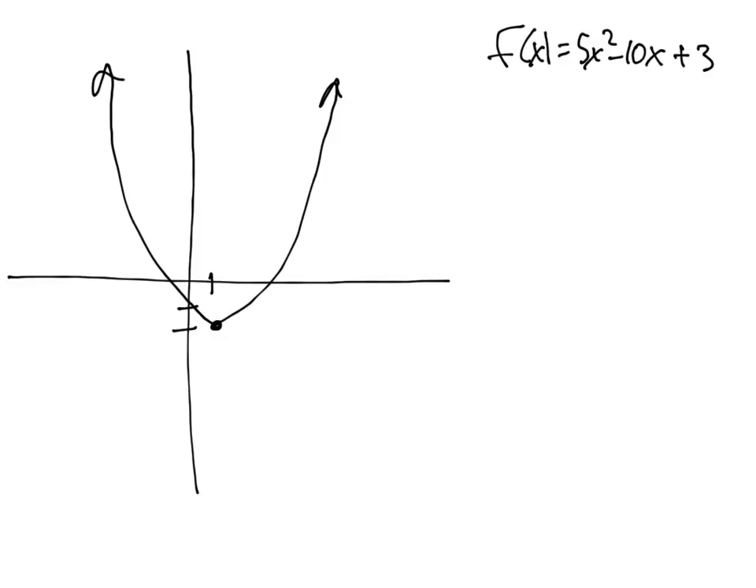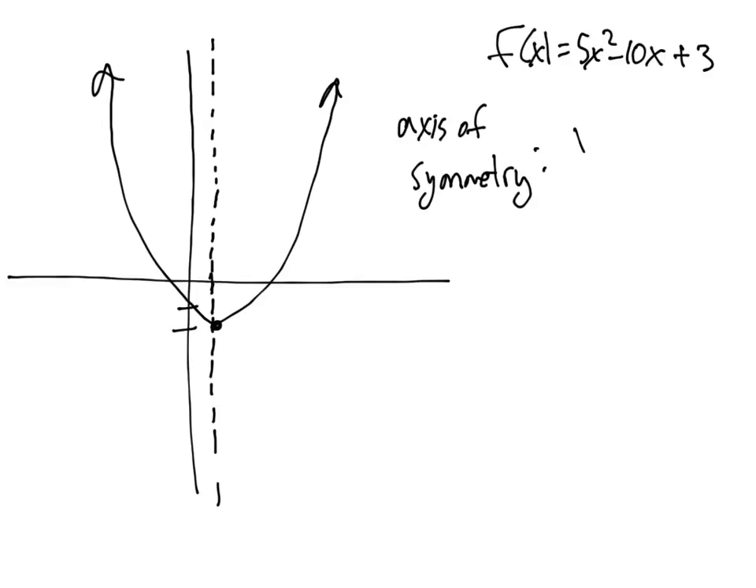The axis of symmetry is going to be this line that cuts the vertex right in half. So the axis of symmetry is going to be the line x equals whatever the x coordinate of the vertex is. So x equals 1 is the axis of symmetry.